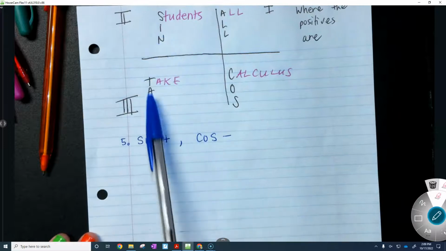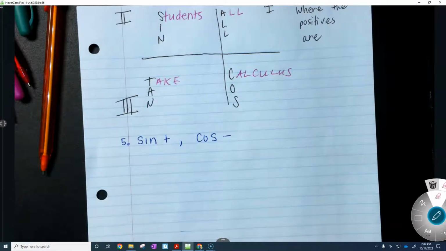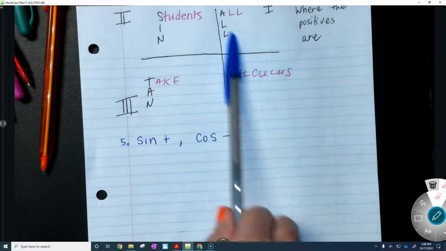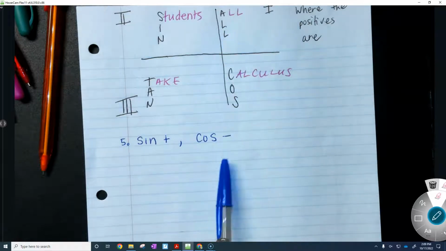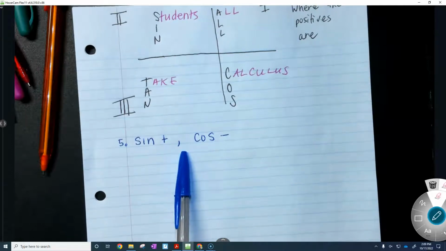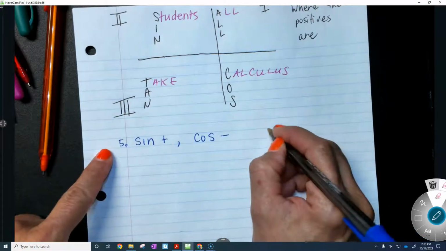Which quadrant fits that? Look at what we drew here. Where is sine positive? Sine is positive in both of these, but over here they're all positive. This is not. So which quadrant would this be in? In 2. Let's write 2.